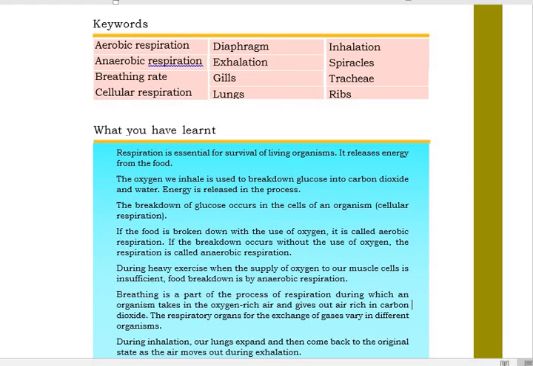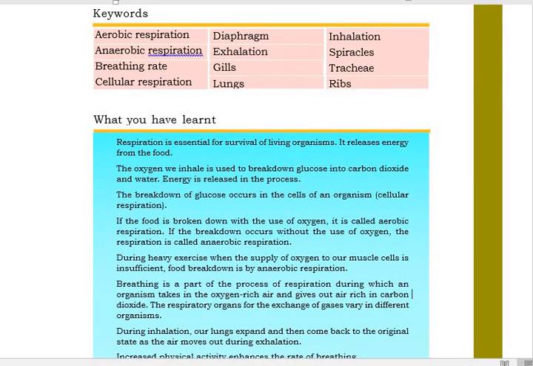Breathing is a part of the process of respiration during which an organism takes in oxygen-rich air and gives out air rich in carbon dioxide. The respiratory organs for the exchange of gases vary in different organisms. In most of the higher organisms, there are a pair of lungs, chest cavity, trachea, nostrils, internal nasal cavity, etc. And in lower organisms like earthworm, cockroach, etc., a different type of respiration takes place.